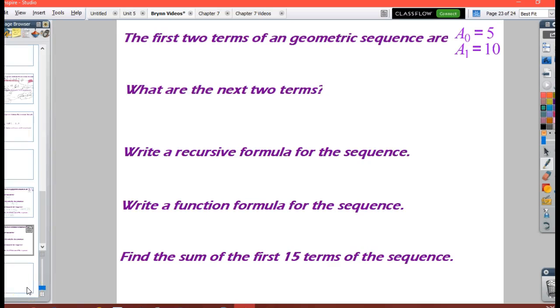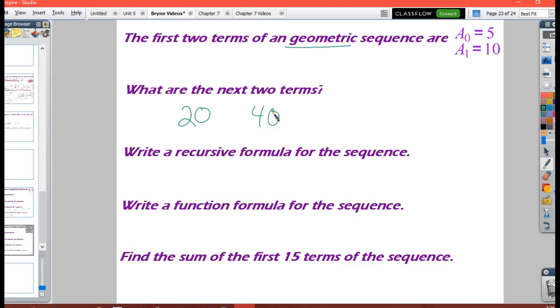We're given the first two terms of a geometric sequence, and they're 5 and 10. It's important to note that it is geometric this time, it's not arithmetic. So that means we're multiplying. So if 5 is our first term and 10 is our second, that means we'd be multiplying by 2. So if we take 10 times 2, we have 20, and 20 times 2, we have 40.